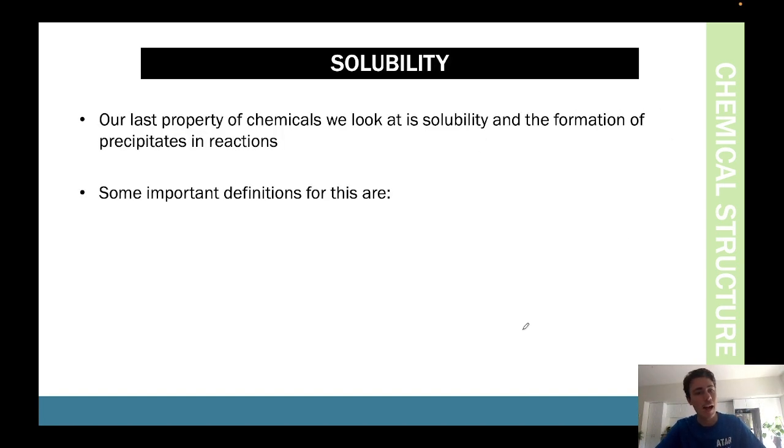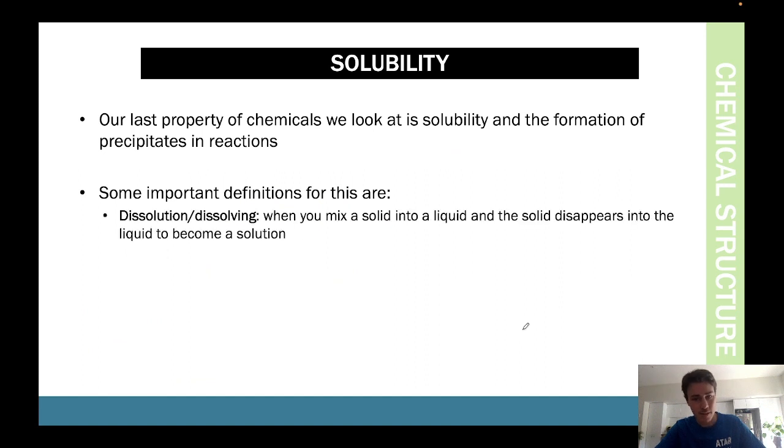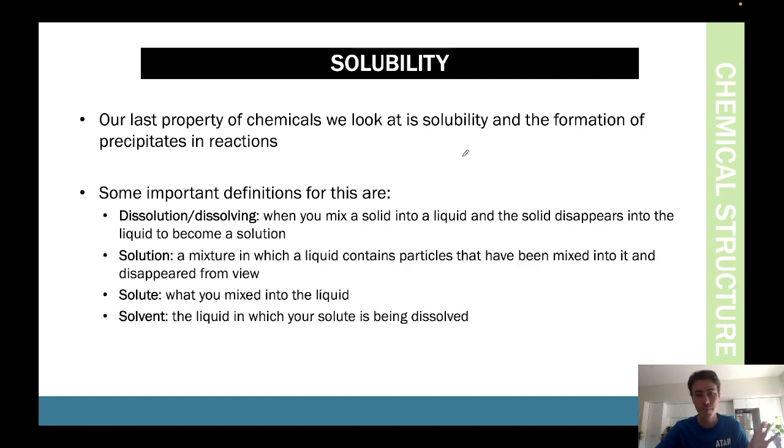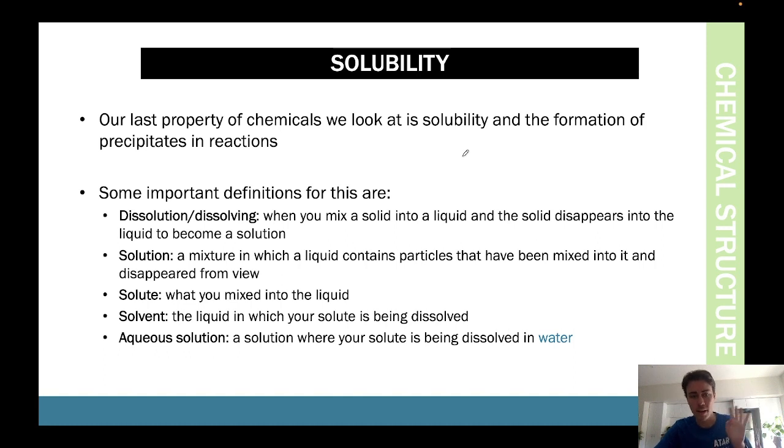So yeah. And then lastly is solubility with ionic substances. With solubility, what's really important is that we know the definitions here. So you know what dissolving and dissolution means, what a solution is, what a solute is, what a solvent is, what an aqueous solution is. Solubility is essentially where ionic substances are put in there and whether they dissolve or not.